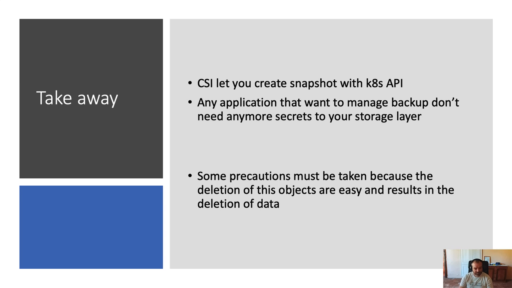As a quick takeaway, CSI lets you create snapshots with the Kubernetes API, and any application that wants to manage backup doesn't need anymore to have all the secrets of your storage layer. However, you must take some precaution because it becomes very, very easy to accidentally delete the data because you just have to delete the API object.